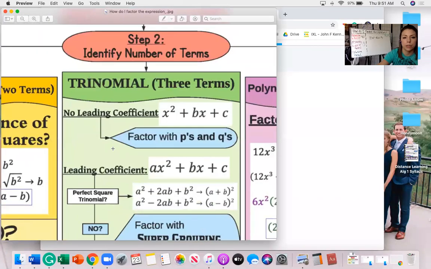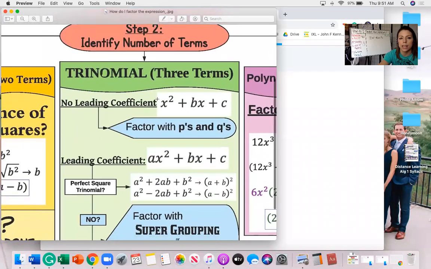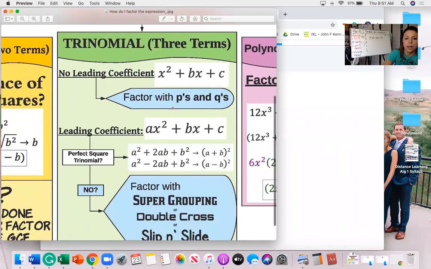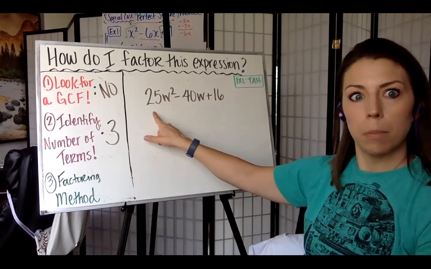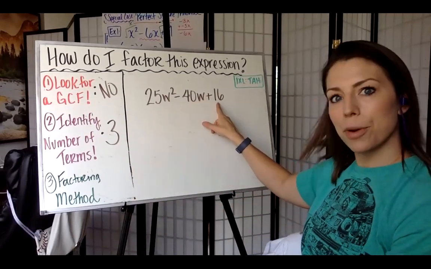All right, if it has 3 terms, that means it's a trinomial. Is there a leading coefficient? Yes, 25 is out in front. That means we can't just use P's and Q's. Is it a perfect square trinomial? Meaning, are the first and the last term perfect squares? Let's see. Is 25 a perfect square? Yes, it is. Is 16 a perfect square?